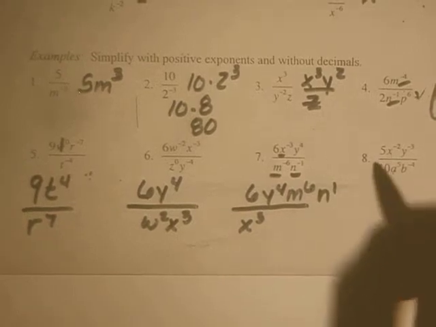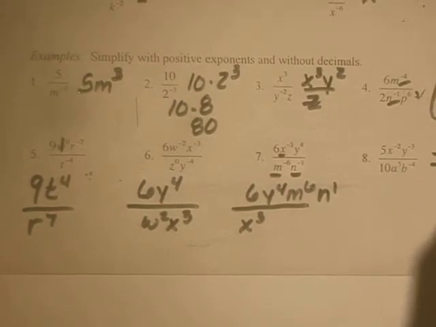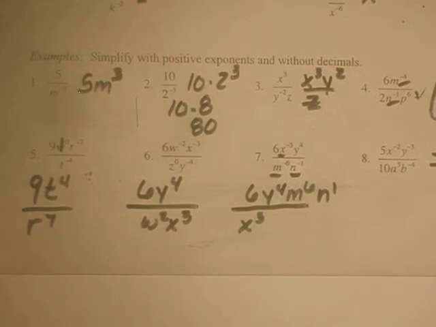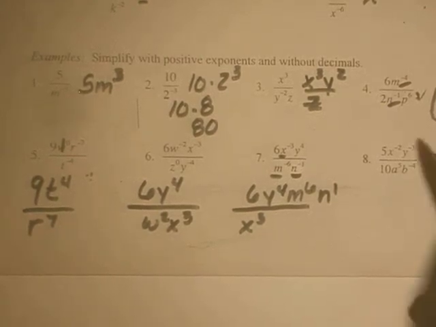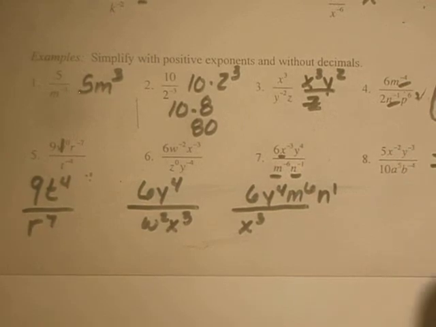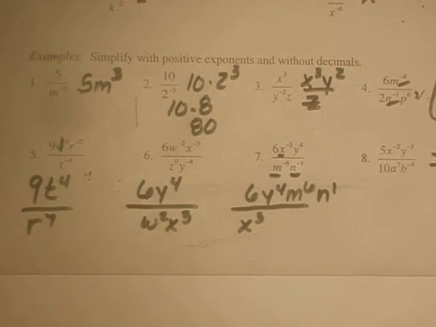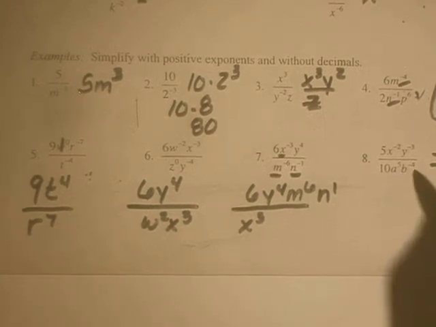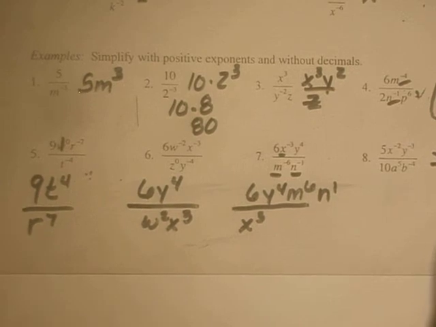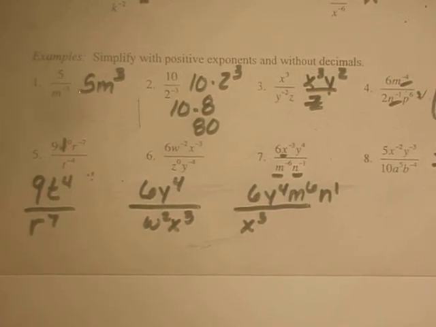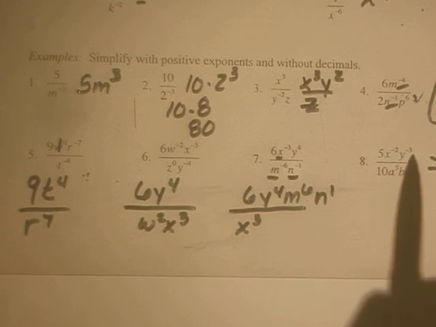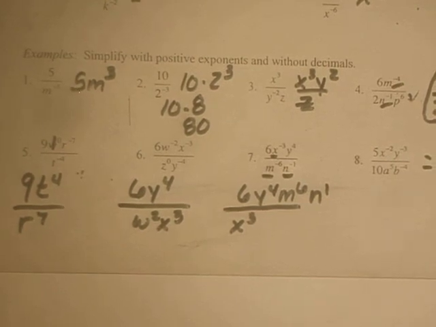And lastly, number 8, 5 over 10 I'm going to reduce. 5 over 10 reduces to 1/2. You can put the 1 on the top, you don't have to. And now the x to the negative 2nd moves to the bottom. Y to the negative 3rd moves to the bottom. A to the 5th stays on the bottom. And b to the negative 4th moves to the top as a b to the 4th. So the negative 2, the negative 3, and the negative 4 switch spots.